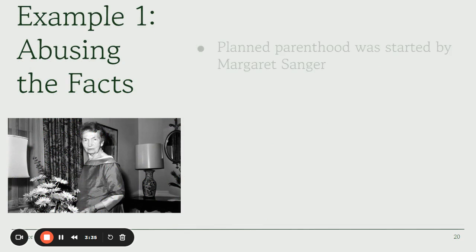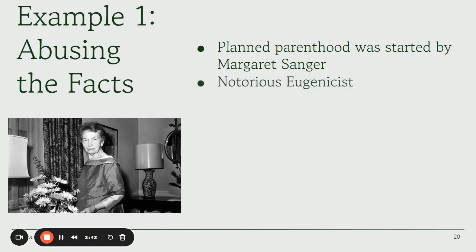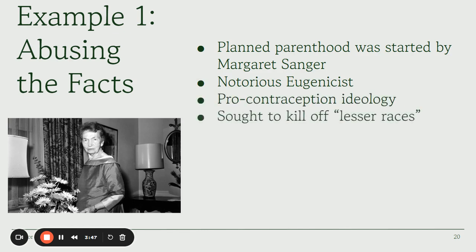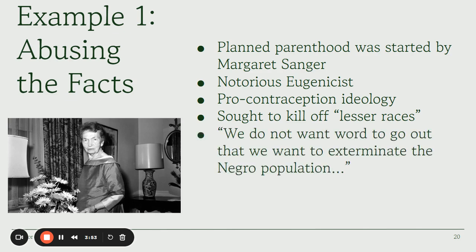Planned Parenthood, a nefarious abortion clinic, was started by Margaret Sanger, a notorious white feminist eugenicist who used her pro-contraception ideology to reduce the reproduction rates of, in her words, lesser races. She once wrote to an ally that, quote, "We do not want word to go out that we want to exterminate the Negro population." She started her first contraception clinic in Brownsville, New York, a black neighborhood in Brooklyn.